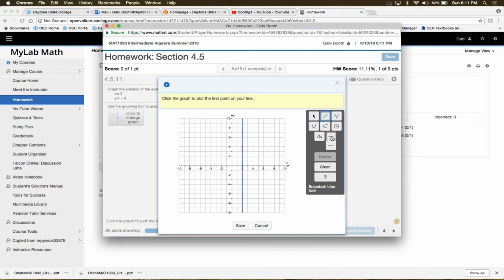So this would also be a solid line. Negative 3 is right here. And I'm just going to find a second point. And this is a horizontal line.